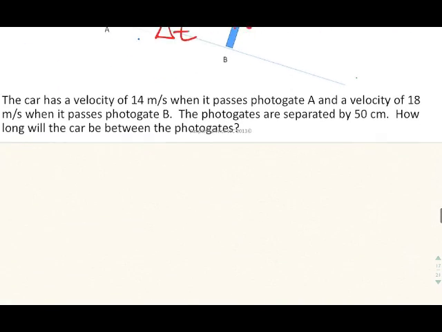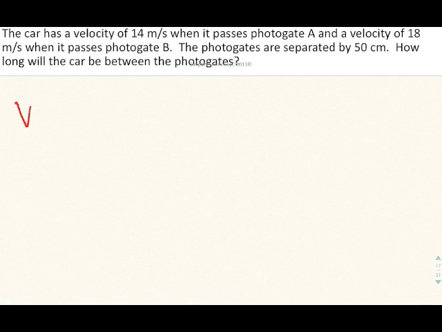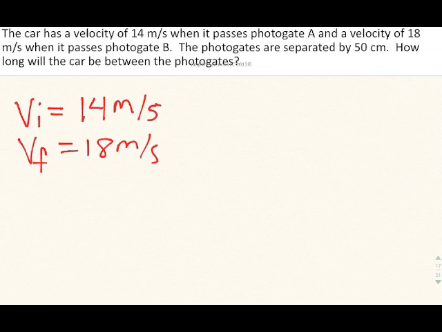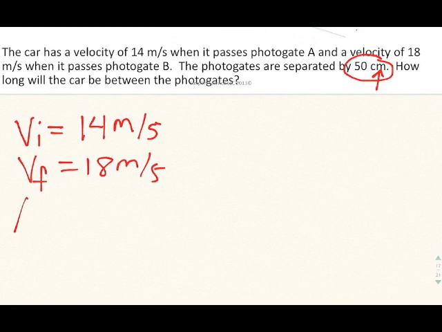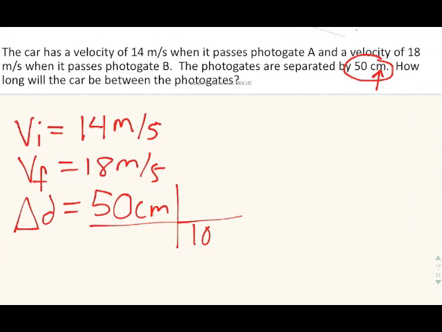So what we're going to do is start off with our information that's given to us. We start off with an initial velocity of 14 meters per second. We know that we have a final velocity of 18 meters per second. We also know that the photo gates are separated by 50 centimeters. You should notice that centimeters is right there, so we know delta D equals 50 centimeters, which we're going to convert to meters. There's 100 centimeters in 1 meter, or 0.5 meters. Okay, we want to know what the time is going to be.